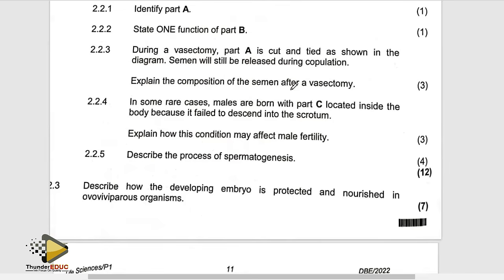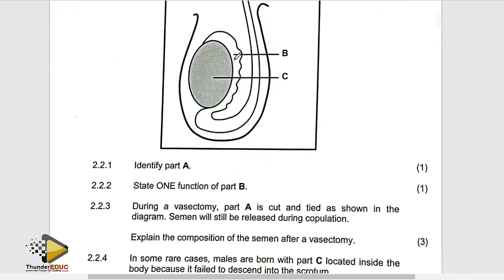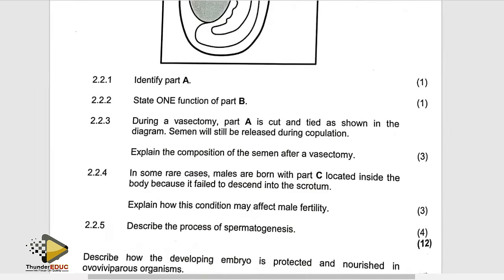Yes, basically semen will not contain sperms because now it has been blocked. If you look at it here, the sperms are here. They have been blocked. It means that they can't go up. So basically, it won't contain sperms. Why? Because they won't be transported. And if they are not transported, it means that what will be contained in the semen will be only the fluid coming from the accessory glands.